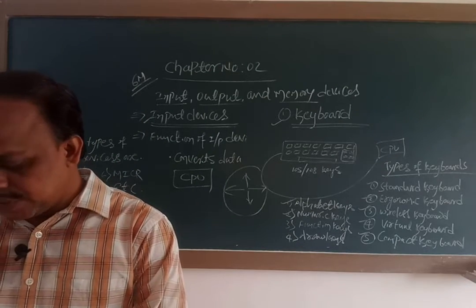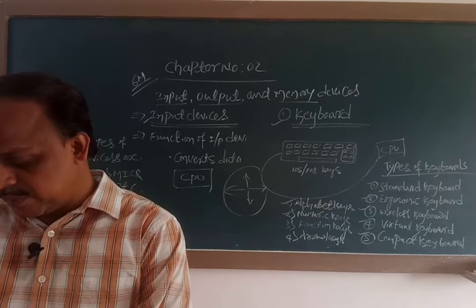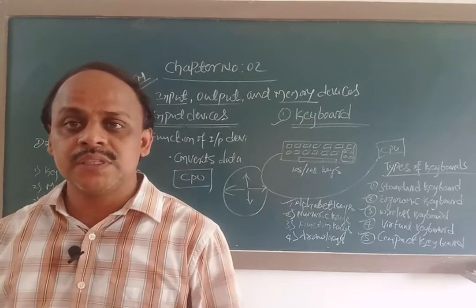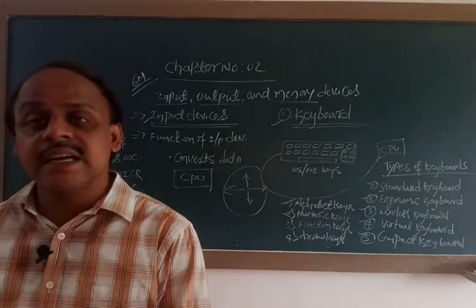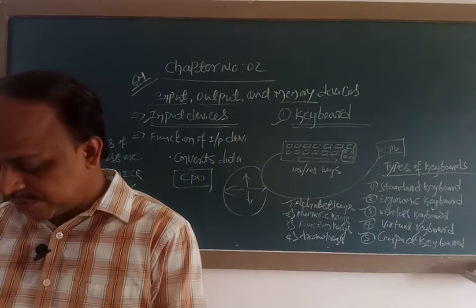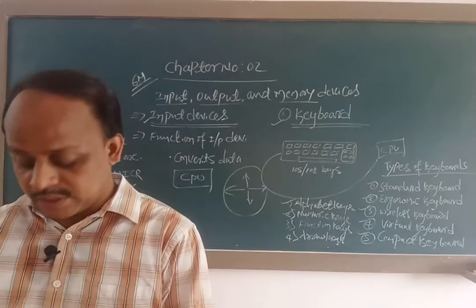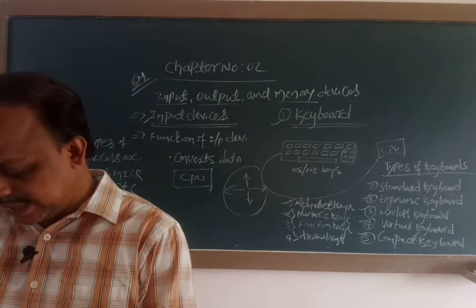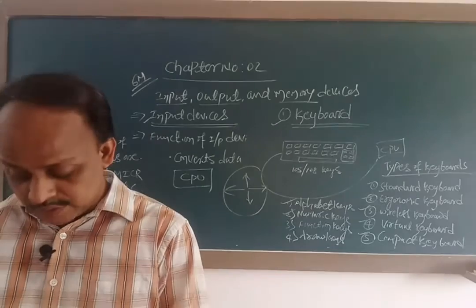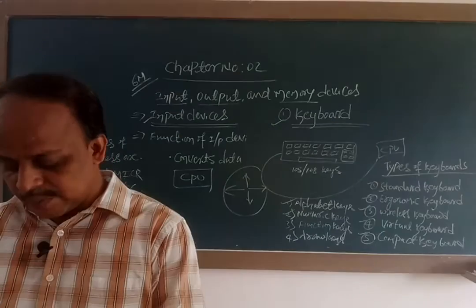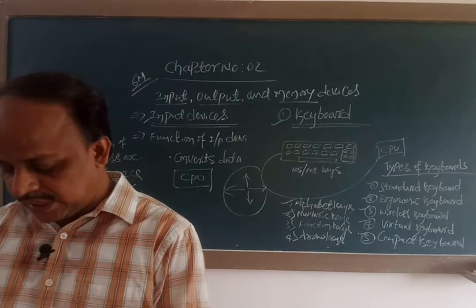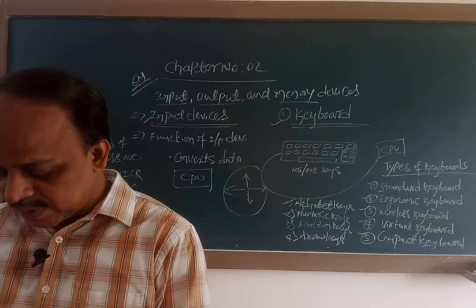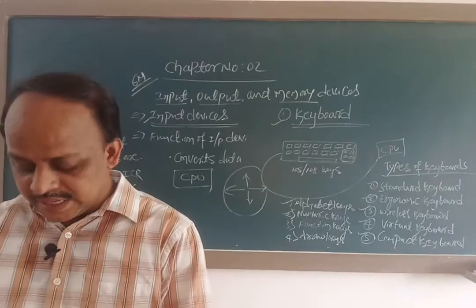Standard keyboard: this type of keyboard has a basic layout. The average number of keys on the keyboard is 105 to 108. In this keyboard, in the alphabetic keys section, alphabets like Q, W, E, R, T and Y come in the first row. Therefore, this type of keyboard is also called QWERTY keyboard.